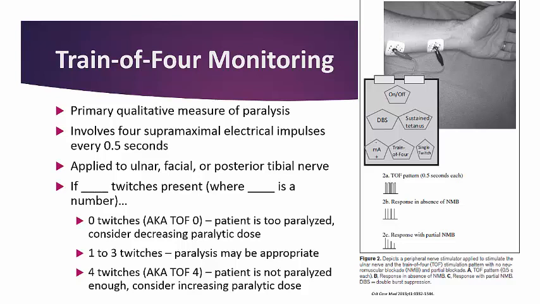So essentially, like we talked about, this is what it looks like. And this is kind of an idea of what the different responses would be. I don't want you to be too focused on what these little bars look like here or any of this diagram. I just want you to be focused on: if so many twitches occur, what does that mean, and what should you do with the dose of the paralytic?